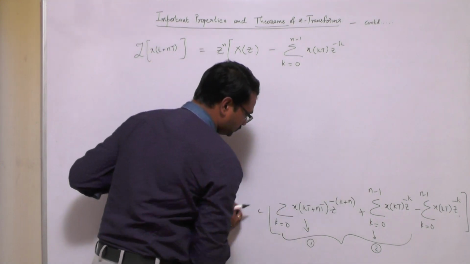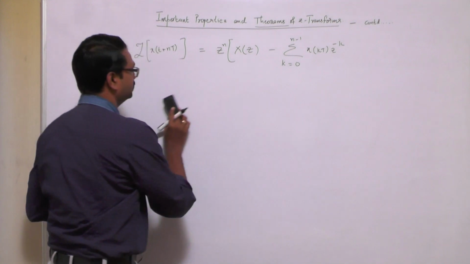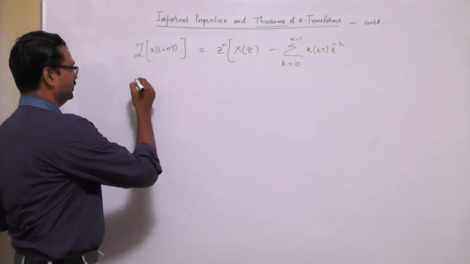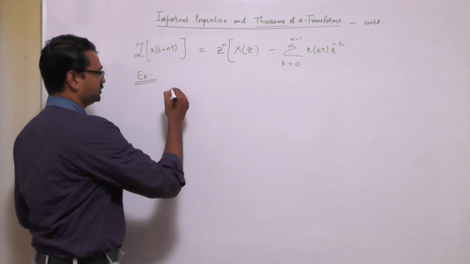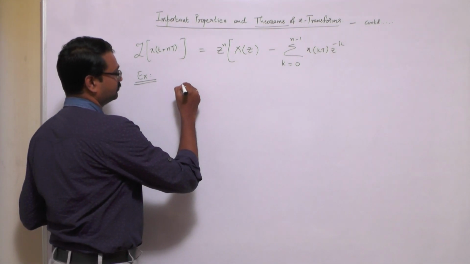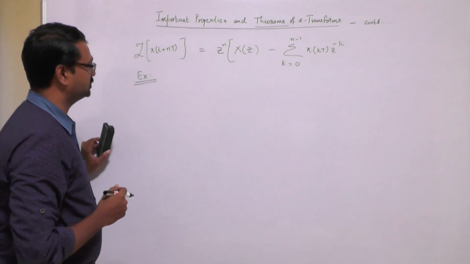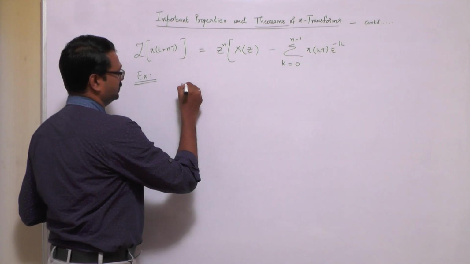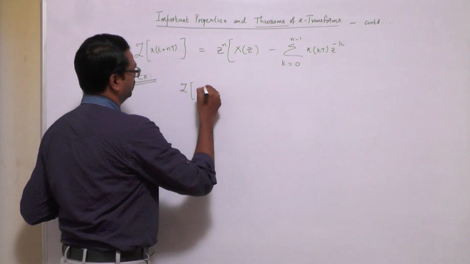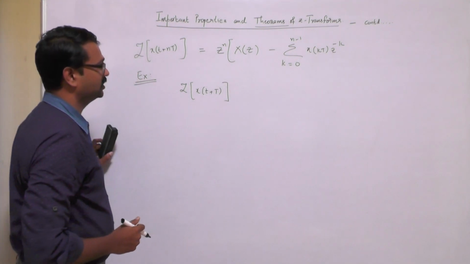Now this is a time advanced z transform of any function. Now for example, let us say a unit step function is time delayed, or a unit step function is time advanced, or you can say, for example, let us say z transform of x of t plus nt, when n is equal to 1.